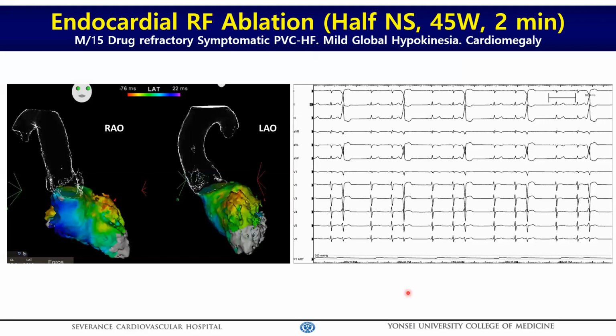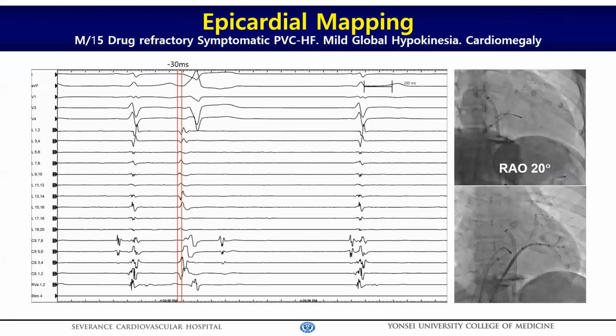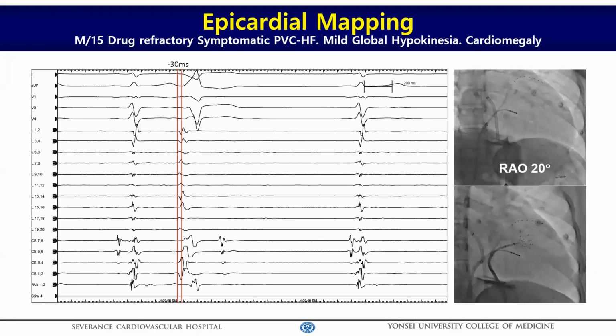I used half normal saline, 45 watts for 2 minutes, and there was absolutely no change. So what is the next option? There are so many options. In other words, there is no proven best option. Because nobody wants to generate a big scar in this young man, I chose epicardial ablation instead of extensive burn or alcohol ablation. So using the perforator catheter, we found the earliest activation site on the epicardium.